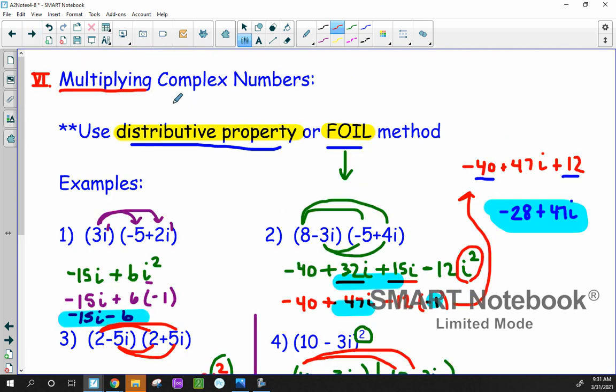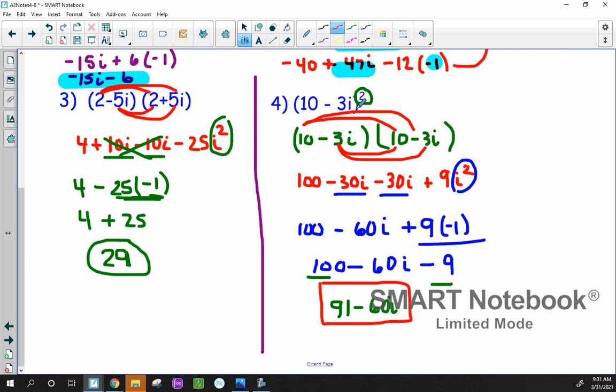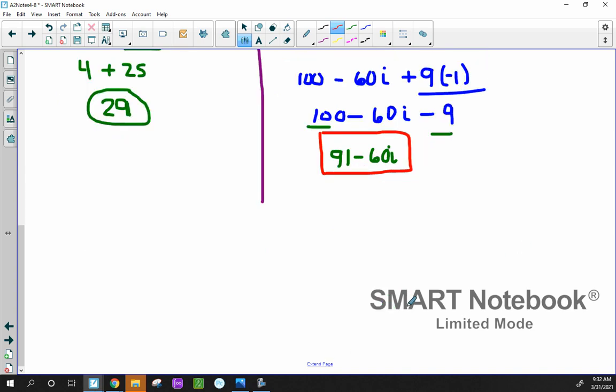If it's a multiplication problem, it can look like any of these. If it has one term, then you just use distributive property. If it has two terms in the first parentheses and two terms in the second, you're going to have to do FOIL. Again, make sure when you see questions like number 4 with a big power of 2 on the outside that you write the complex number down twice, that many times, and you use the FOIL method. Okay, so today we have learned adding, subtracting, and multiplying complex numbers.